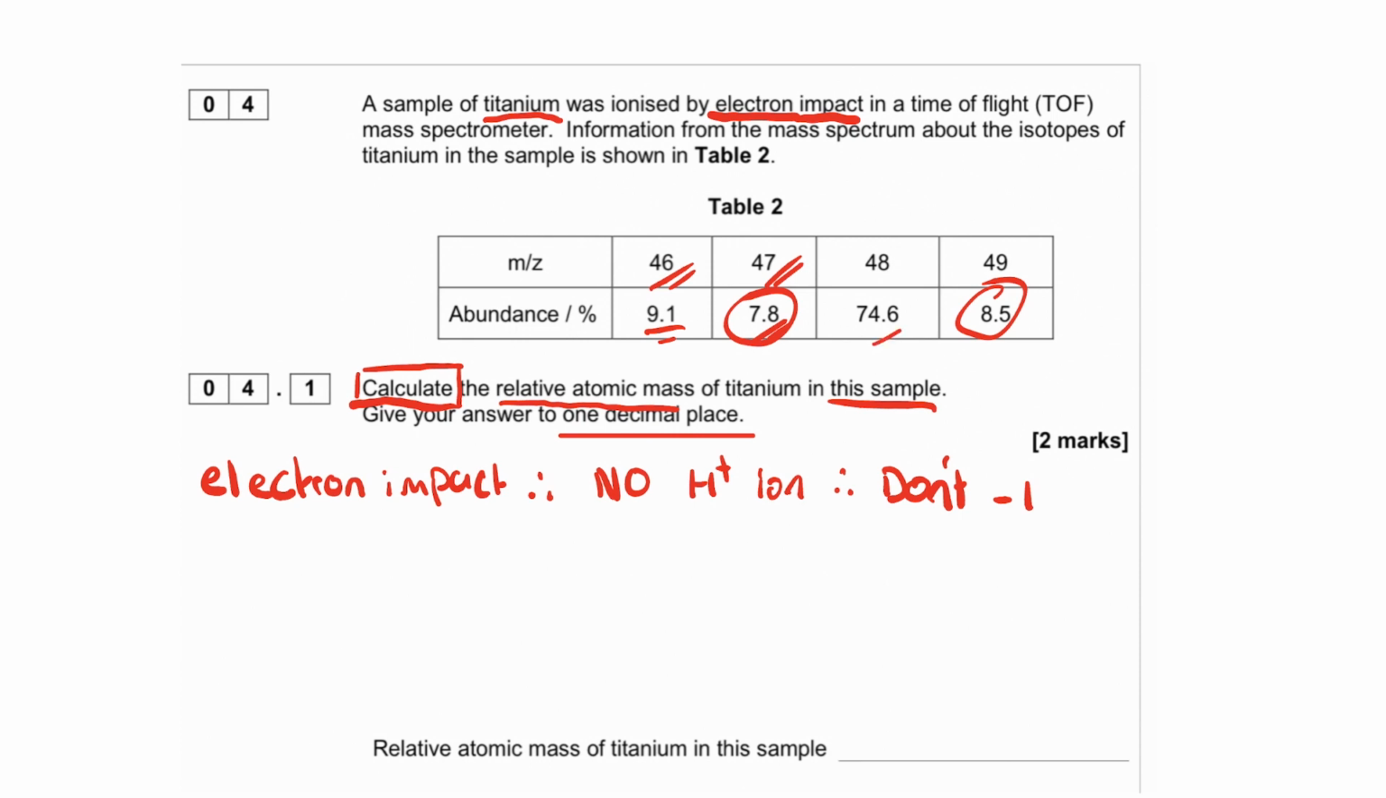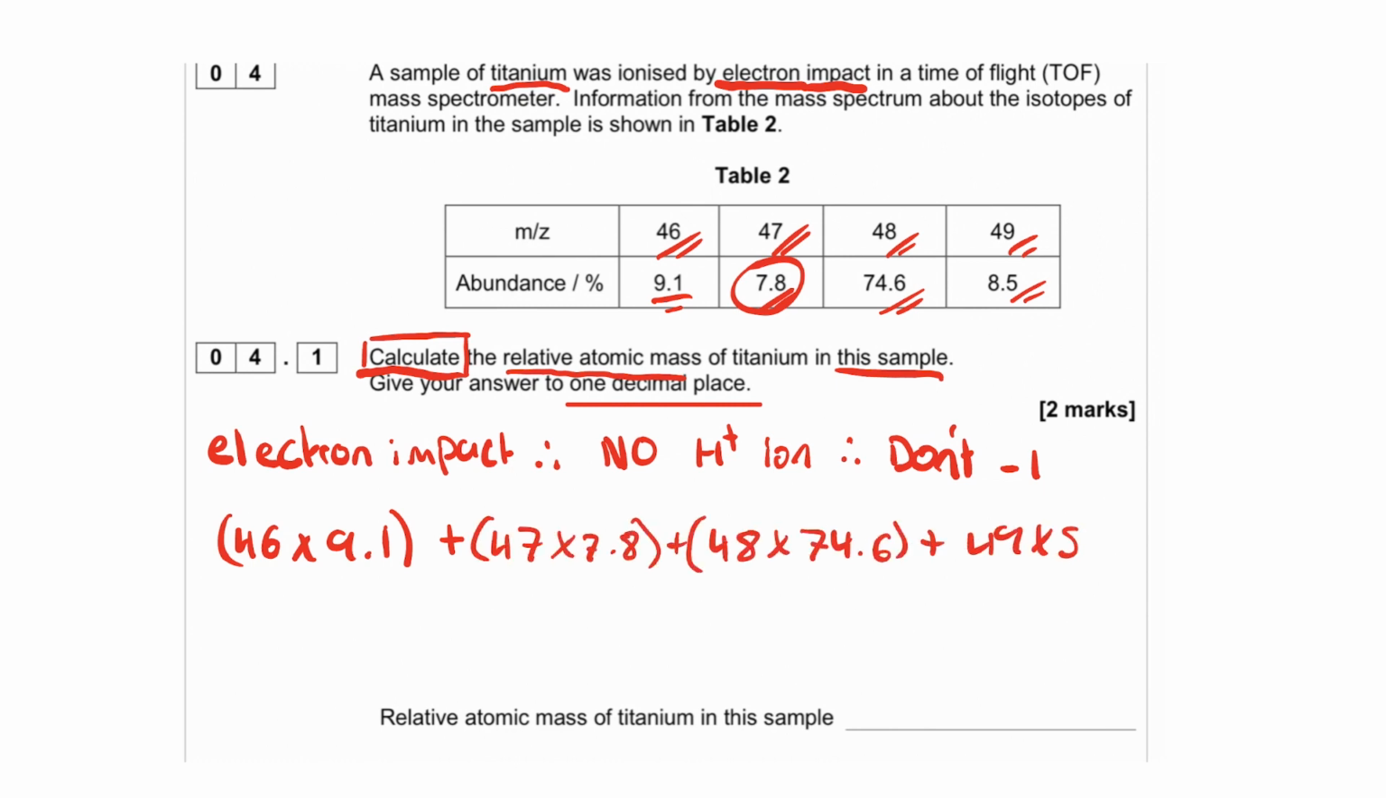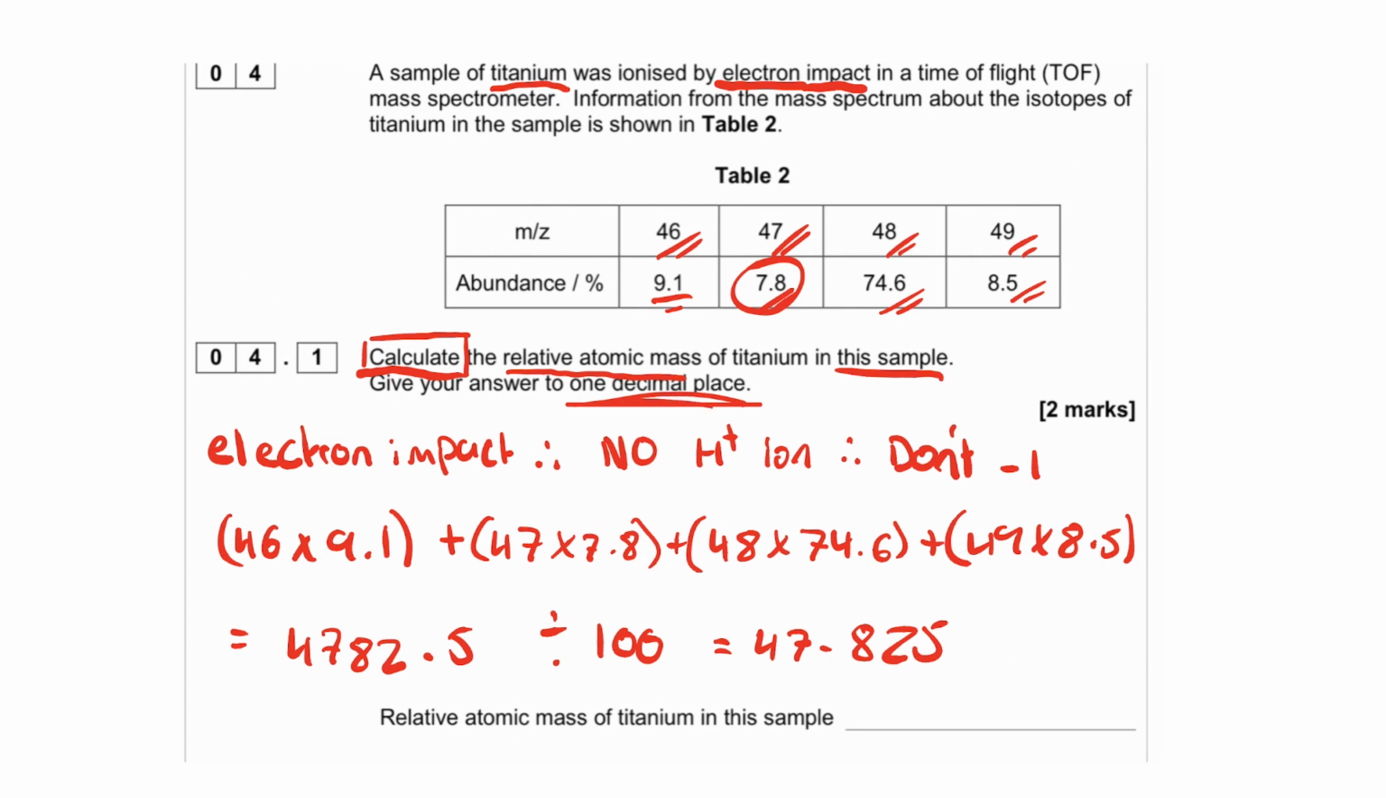Let's do the calculation now as we did before. That gives us the total of 4,782.5. Remember, divide by 100 to get 47.825. Read the question last time before we write our final answer: 1 decimal place, therefore 47.8. And that is the correct answer.